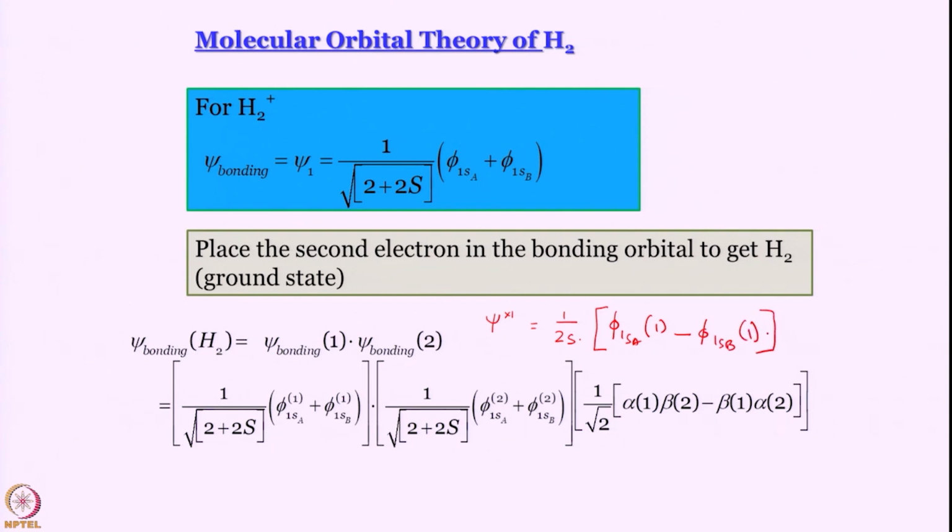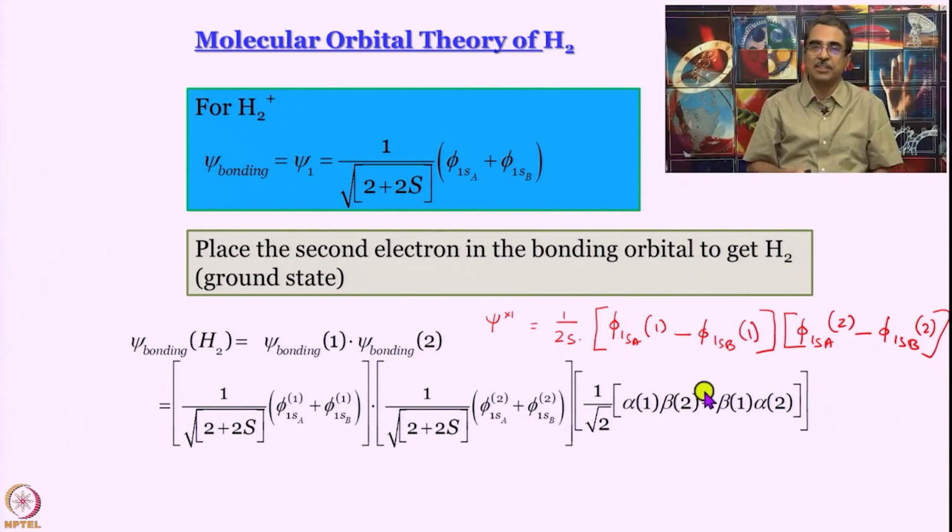Let us say electron number 1 is in the antibonding orbital and electron number 2 is still in the ground state. Again it will interchange actually. Phi 1s a 2 minus phi 1s b 2, and you can write it in different ways. You can expand and you will see that you have access to singlet as well as triplet. This state is a singlet because there is only one wave function.